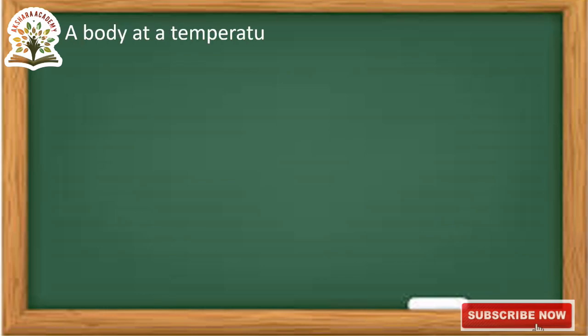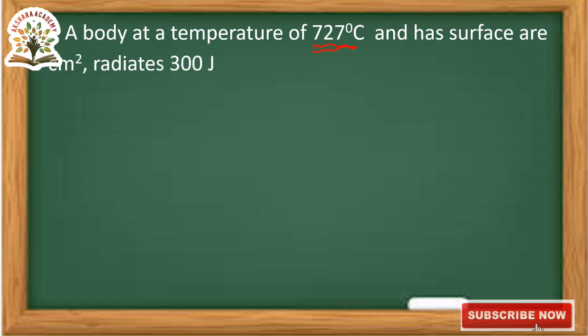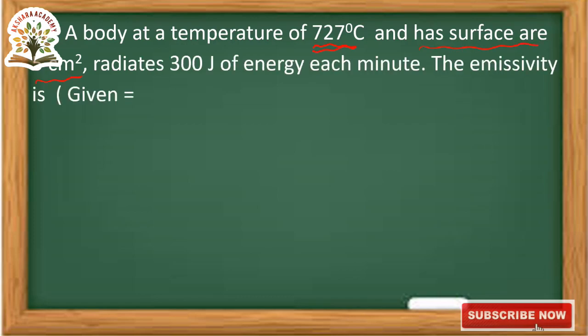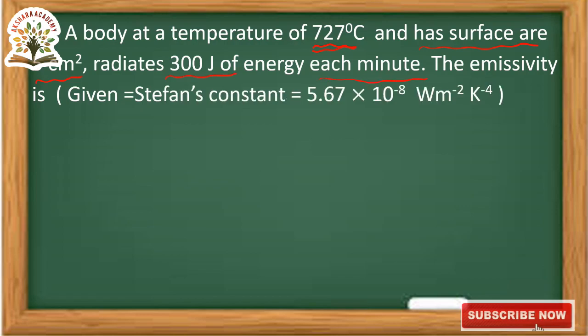A body at a temperature 727 degrees centigrade has a surface area 5 centimeter square and radiates 300 joules of energy each minute. You have to find the emissivity. Given Stefan's constant 5.67 into 10 to the power of minus 8 watt meter to the power of minus 2 Kelvin to the power of minus 4. Let us come to the solution.